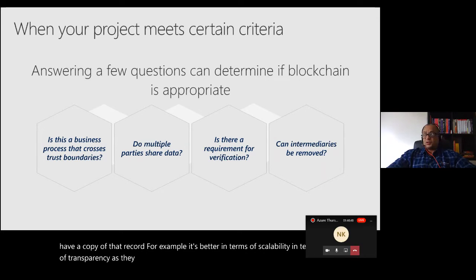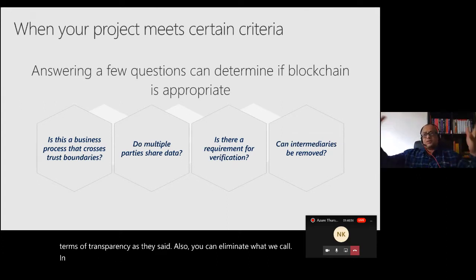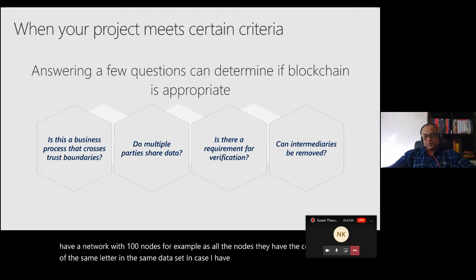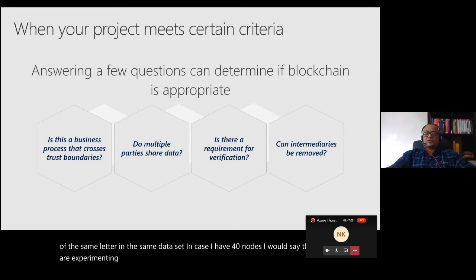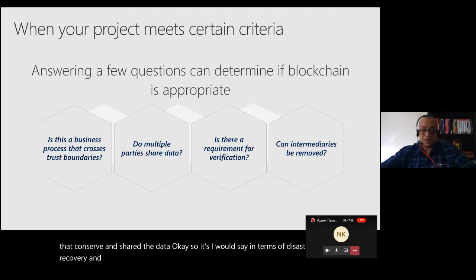Also, you can eliminate what we call, in architecture styles, the single point of failure. Let's say you have a network with 100 nodes, and all the nodes have a copy of the same ledger and the same data set. In case I have 40 nodes that are experiencing an outage or are down, I still have 60 nodes that can serve and share the data. So in terms of disaster recovery and reliability, it's better.